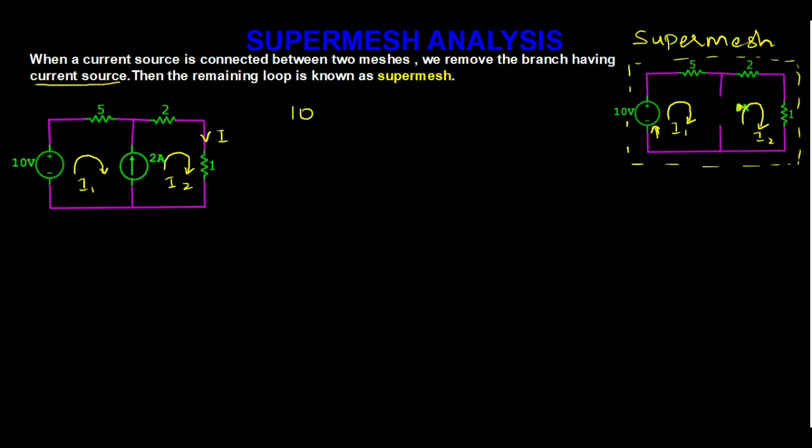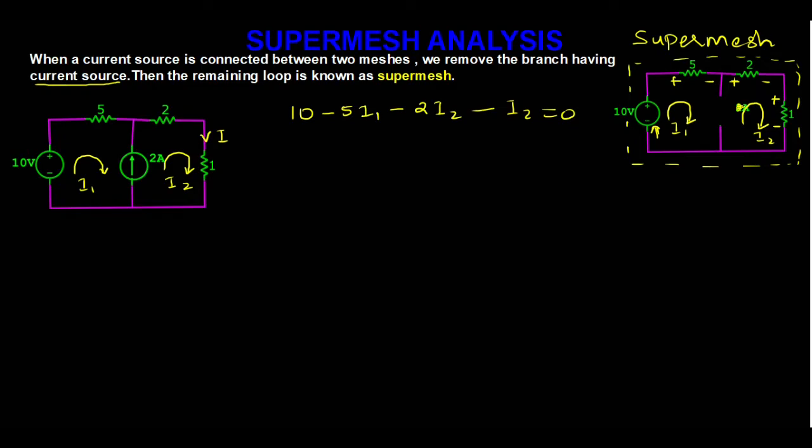Then through the 5 ohm resistor, I1 current is flowing, so minus 5I1. It's a potential drop. Why? This end of the resistor is plus and this end is minus, because current flows from higher potential to lower potential. Now through the 2 ohm resistor, I2 is flowing, so again it's a potential drop, minus 2I2. Then through the 1 ohm resistor, I2 is flowing, and the sum equals 0.